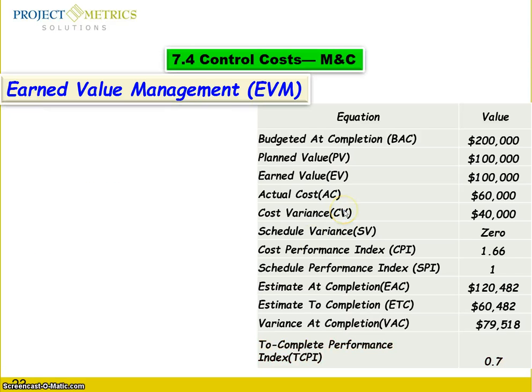So you finish your equations, you finish your numbers, you finish your report. So that is what the report will look like to be submitted to your sponsors or stakeholders.